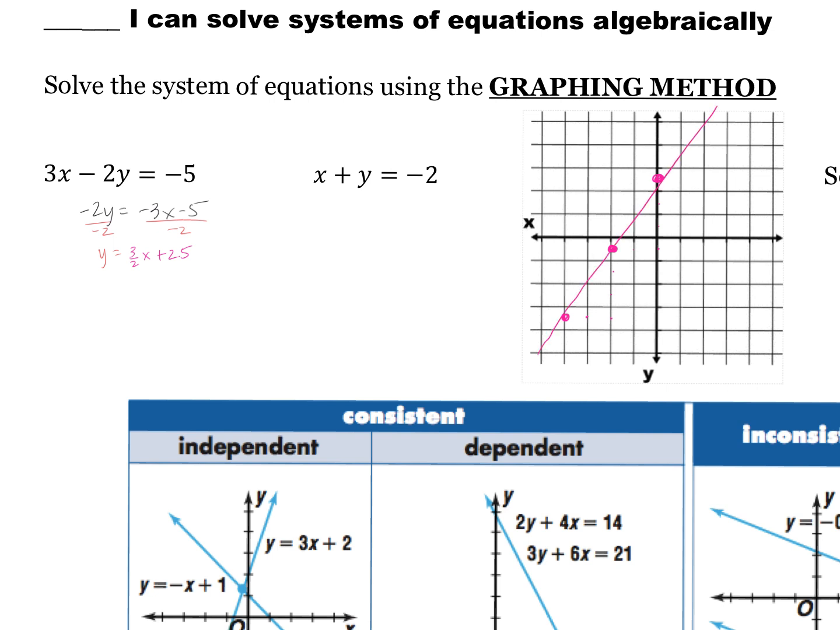Then what do we need to do to graph the second one? I'm down with it. If we subtract x, we got -x minus 2. So I'm going to go down 2, and my slope is -1, which means go down and to the right or up and to the left.